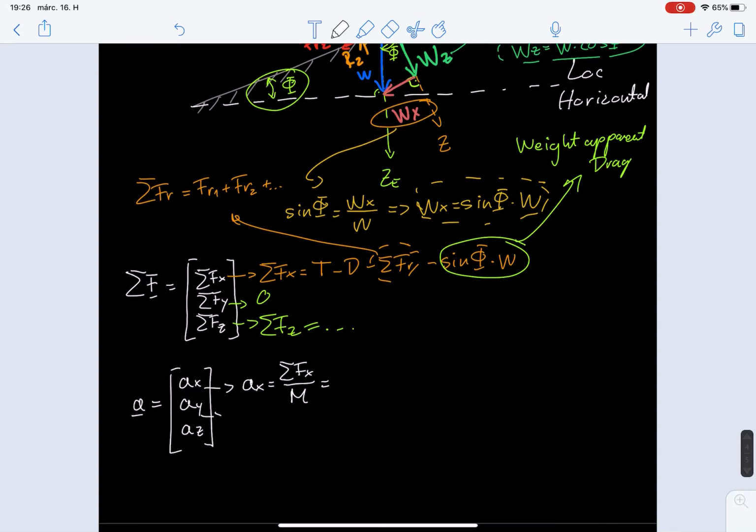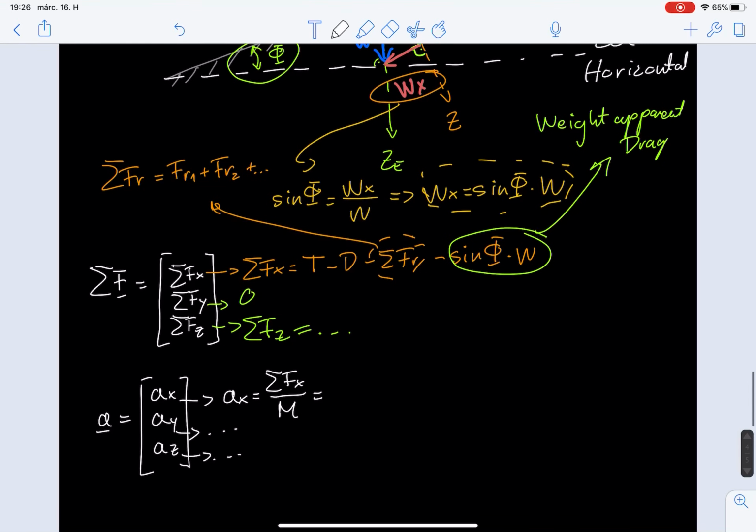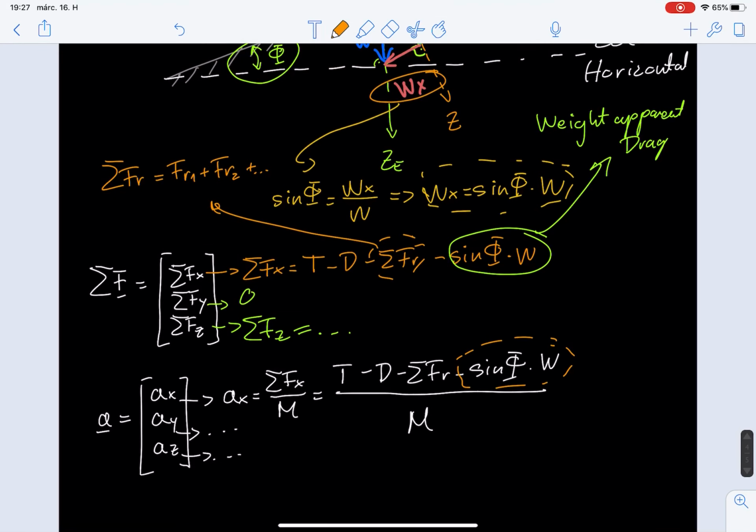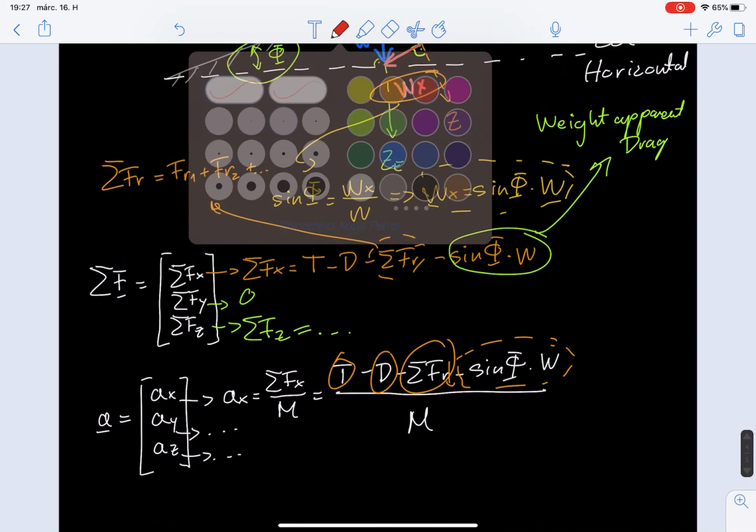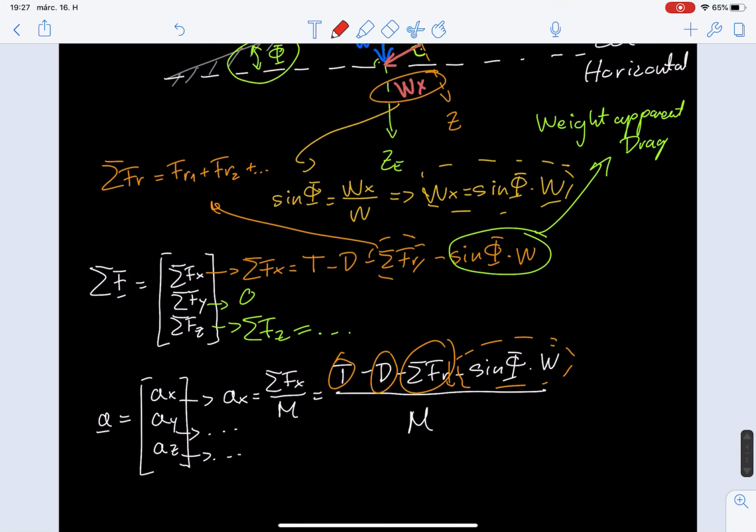So the other directions we don't care about right now. The sum of the forces in the x direction, we said, is the thrust minus the drag minus the sum of the friction forces and minus sine phi times the weight of the aircraft, over the mass of the airplane. So right now we have an extra component which altogether, if the thrust remains the same and the drag remains the same and the sum of the friction forces, which in reality is going to be reduced a little bit, we can see that this component, this weight apparent drag, is going to increase a whole lot.